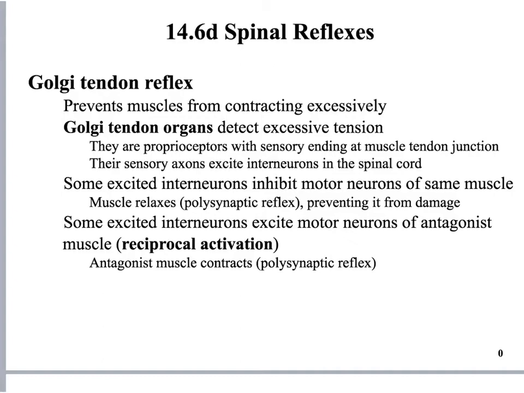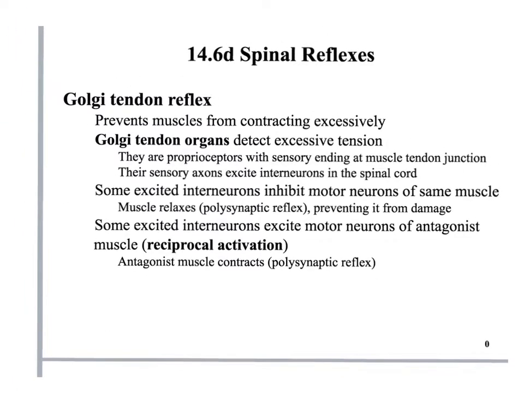The Golgi tendon reflex. Okay, so this detects excessive tension. This is a spinal reflex, and this is a polysynaptic reflex. So there are pressure receptors. That's what proprioceptors mean: pressure receptors with sensory ending at the muscle tendon junction. Their sensory axons excite interneurons in the spinal cord. So they excite the interneurons, which means it's polysynaptic.